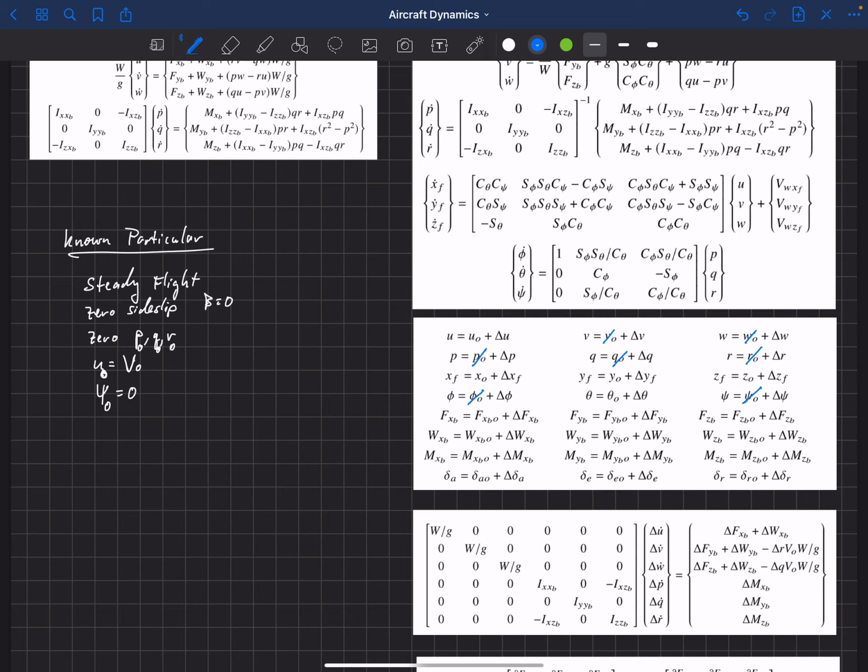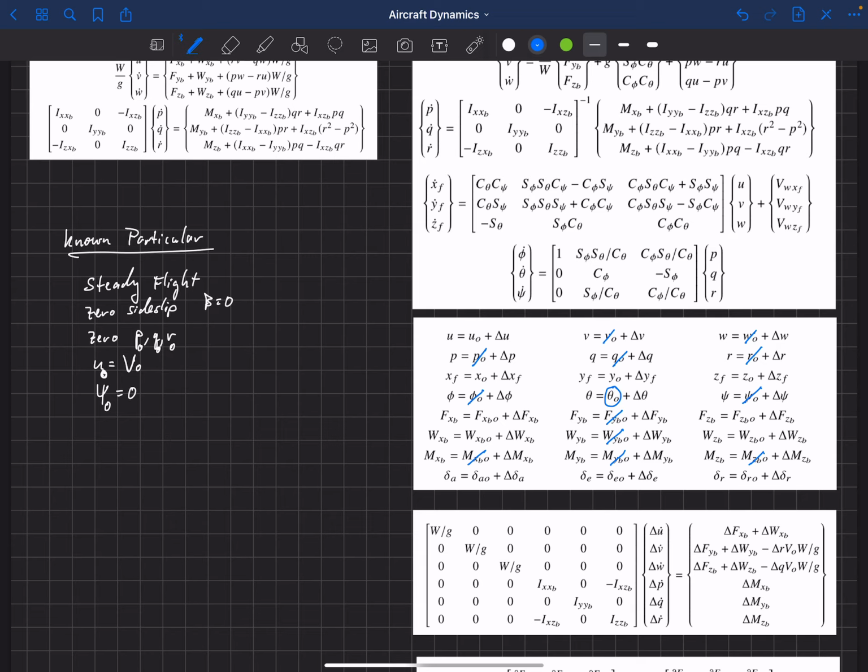Now, theta naught can be non-zero. I'm just going to circle that there. That could be non-zero because we said steady flight, but that actually could be steady climbing flight. So we're going to allow theta naught to be non-zero if we like. And in this condition, that requires that our force in the y direction is 0. Also, our weight in the y direction is 0. And the moments about the origin are all 0 because we're in a trim state.